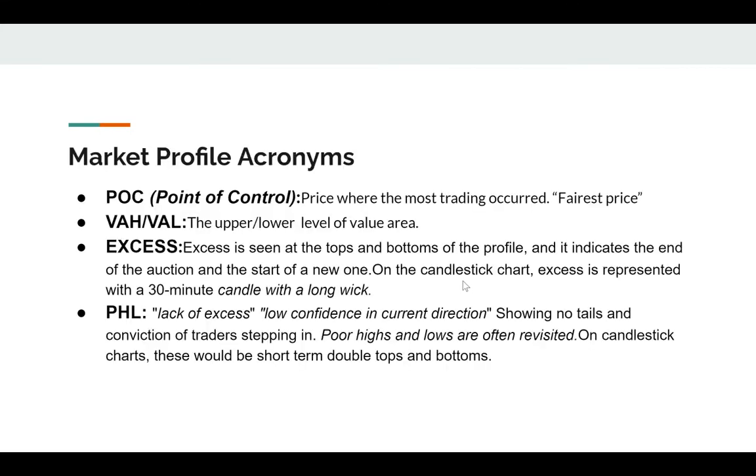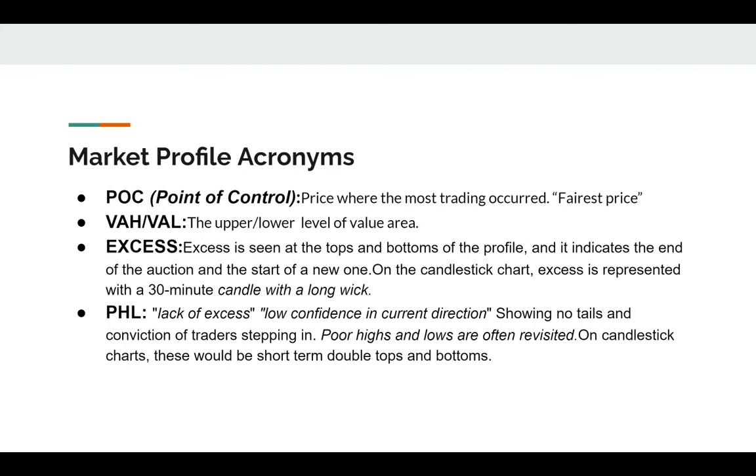So, market profile acronyms. POC, point of control, and that's basically the price where the most trading occurred, and it's considered the fairest price. VAH and VAL are the upper and lower levels of the value area. So it's basically the value area high and value area low.